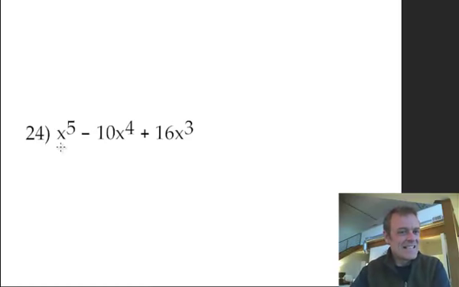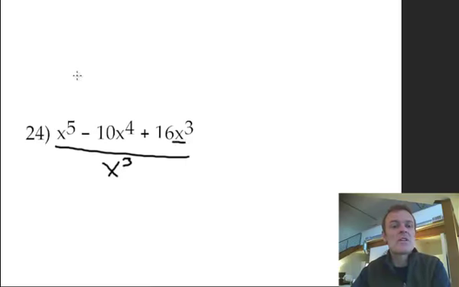Right. Now look, I can't divide by 2. I can divide a 10 by a 2, I can divide a 16 by a 2, but there's no number in the x5, so I can't use any numbers. Alright, so let's just erase that. But if you look at this, they all have x's in them, and the smallest one is the x cubed. So they'll all divide by x cubed.